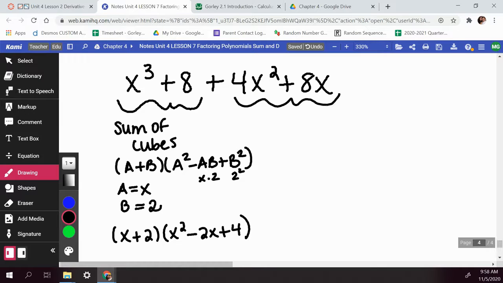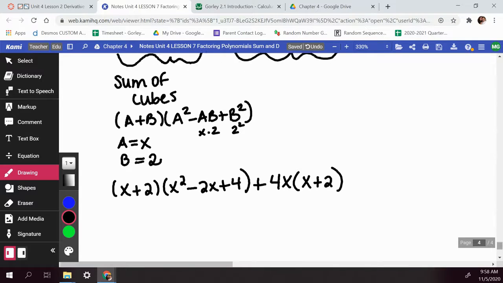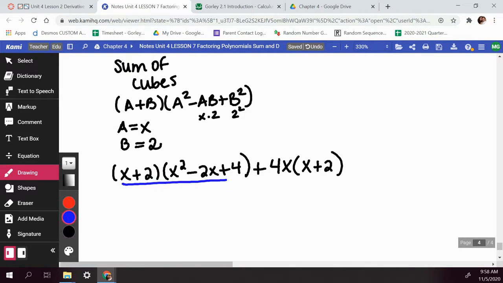Now in the second group, what factoring technique can I use? Here I can use GCF factoring, where I can factor out a 4x. And what would be left inside the parentheses? x plus 2. Now look at those two terms that I have. In both of these terms, what do they have in common? They both have x plus 2 in common.